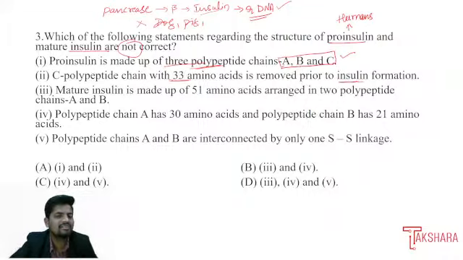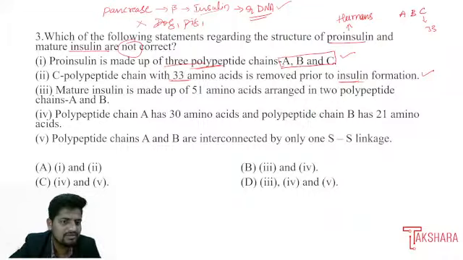So before the formation of human insulin, 33 amino acids will be present and you have to remove them before the formation of mature human insulin, so that is a correct one. Now what we know is that proinsulin is made up of three different chains: A chain, B chain, and C chain, and the C chain is made up of 33 amino acids. So option B is a correct one.